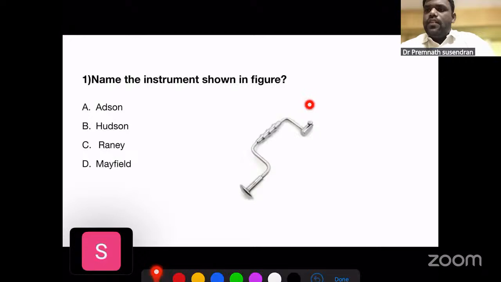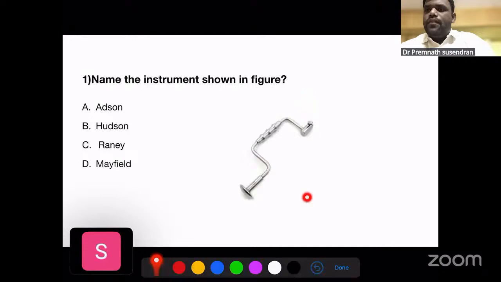This is the instrument they have given in the question. Okay. So they are asking about the name of this instrument. This instrument is mainly used to create a burr hole for the purpose of creating a craniotomy. So this is your Hudson brace. The name of the instrument is Hudson brace.